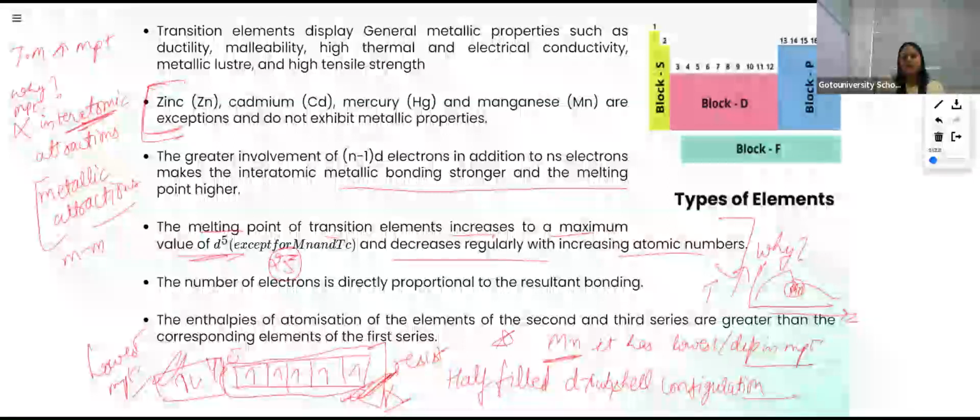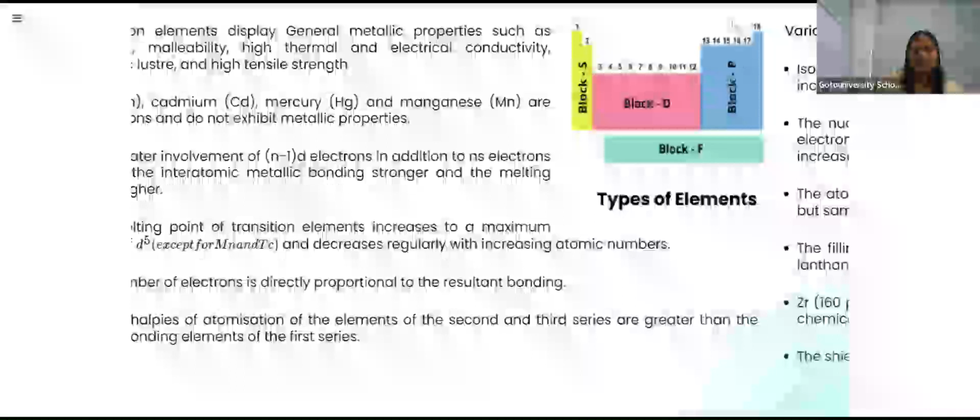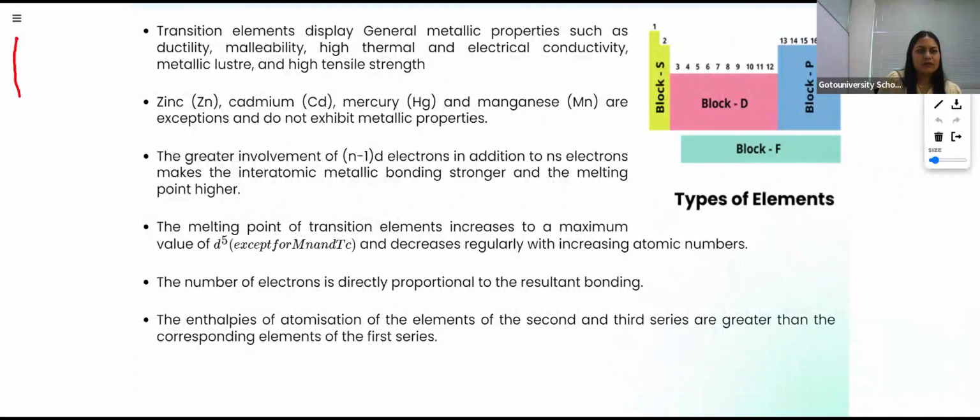So this question is very important: why, out of the first series elements, only manganese shows the lowest melting point, or a dip. Now if I write the graph here for the melting point for all these transition elements, it will come like this. I'm drawing here the graph for transition series 1.